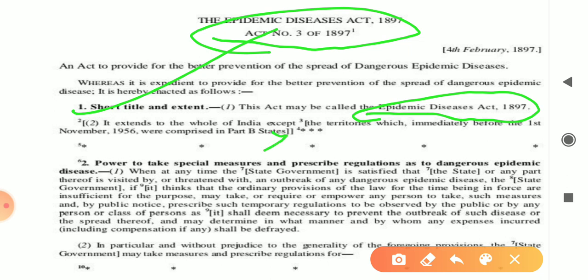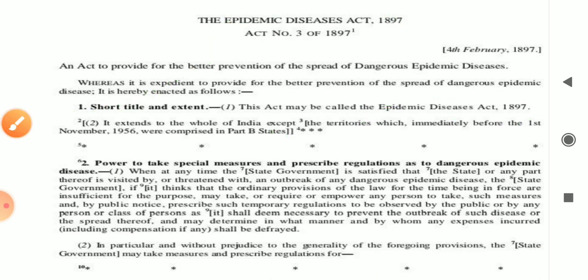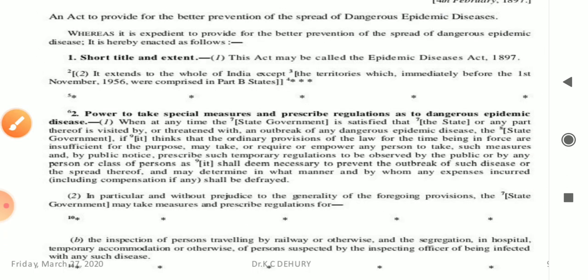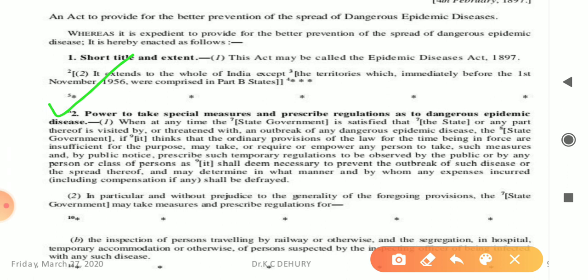You can ignore this; it extends to all states as well as the union territories of India. As we have said, Section 2 of this Act is very important, and I am telling you why. In every notification you will find Section 2 of the Epidemic Diseases Act written. I will show you in the next government orders. So let's discuss what Section 2 says. It says the power to take special measures and prescribe regulations as to dangerous epidemic diseases.